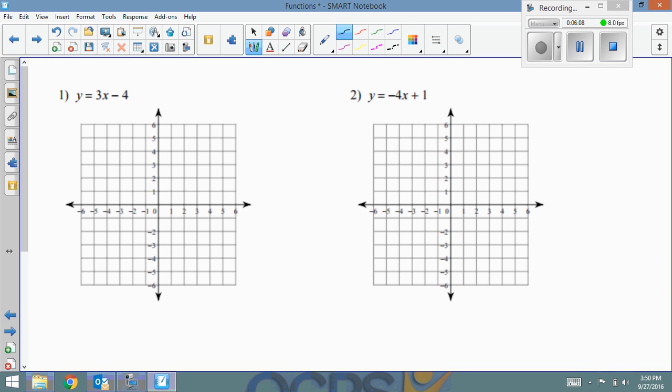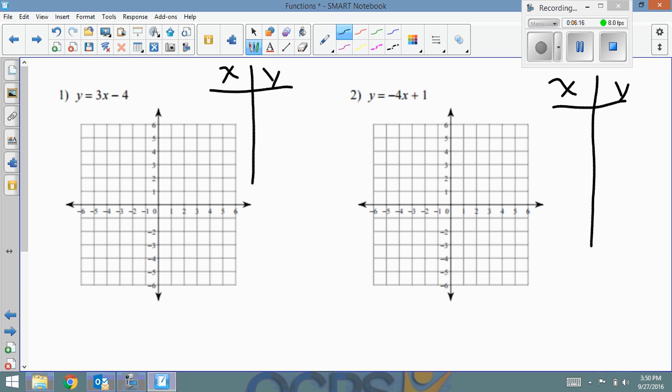Okay, so remember we talked about creating a table in x, y. We're going to do that for both of these. We're going to choose x values. Now we just choose 0, 1, and 2, 3 of them. And what we do is we replace these x values into this equation to find our y's. So let's do the first one.